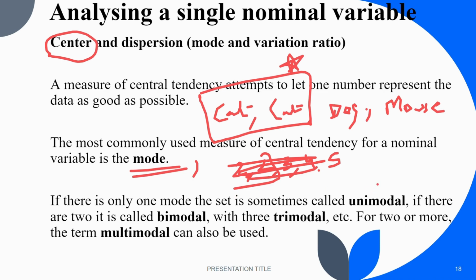Sometimes there can be one mode, so the data is unimodal. Sometimes there is bimodal if there are 2 modes, trimodal if there are 3 modes, and in general more than one mode is called multimodal data.